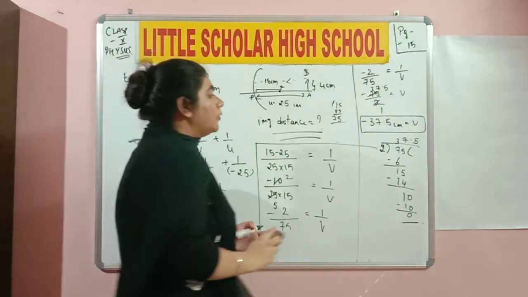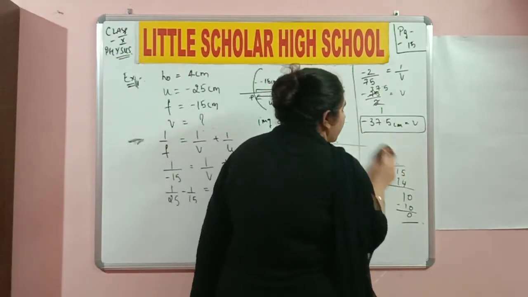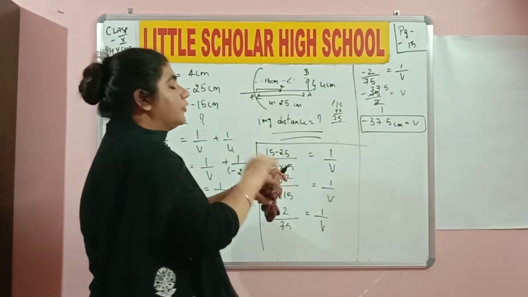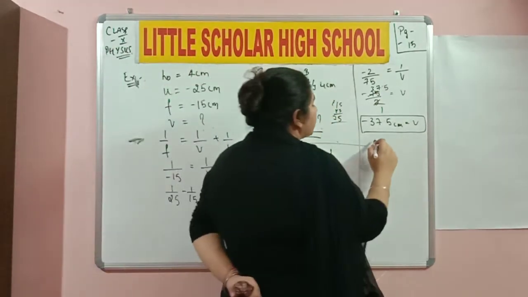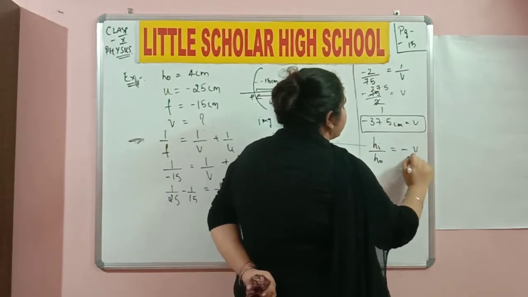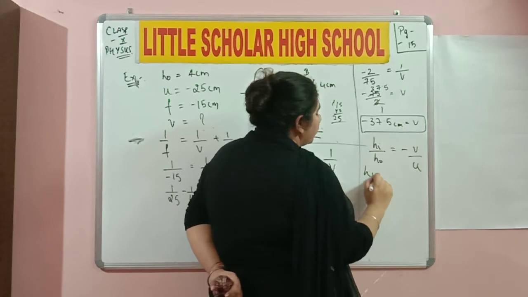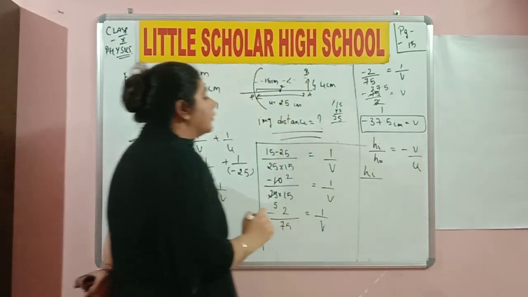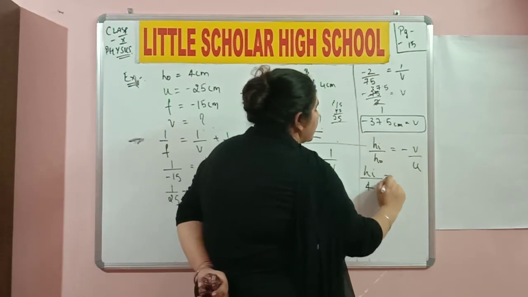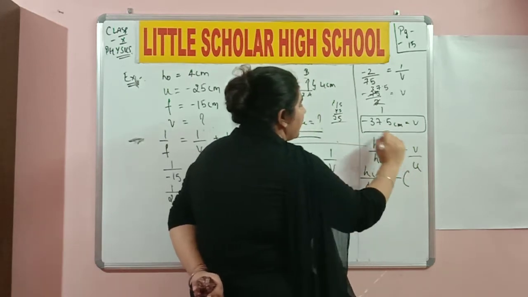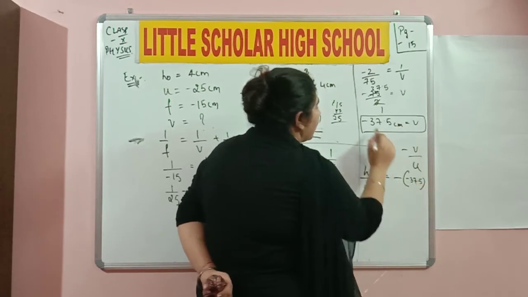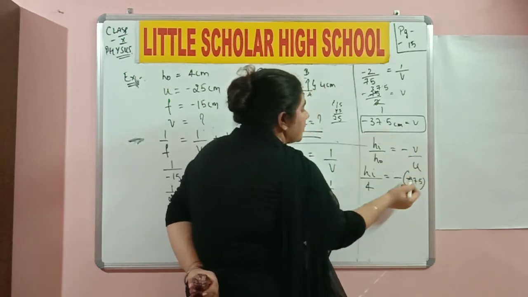Okay, so now we need to understand the magnification. Fine, class. We have one more formula to understand the nature of the image: Hi by Ho is equal to minus V by U. Hi you need to find out. Ho is already given. What is Ho? It is 4 centimeters. Hi by 4 is equal to minus. What is the image distance given as? Minus 37.5.